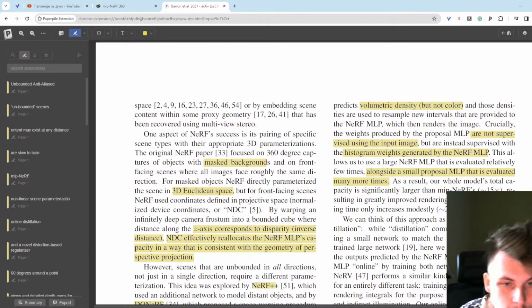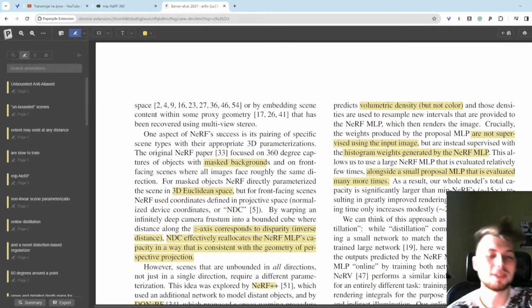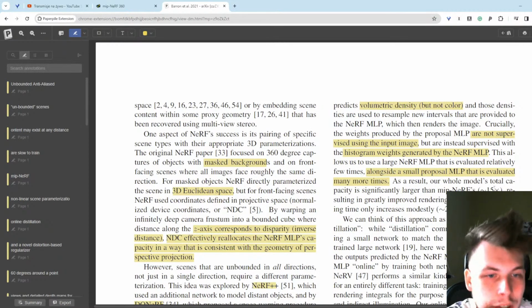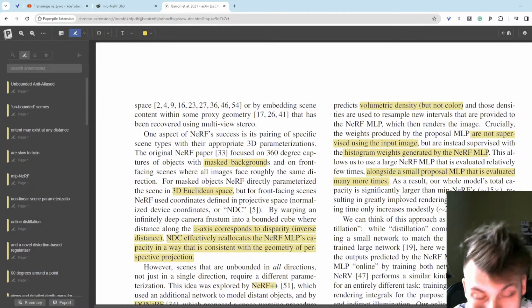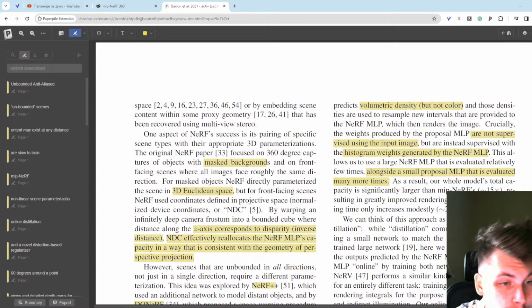Okay, let's go further. As a result, our whole model's total capacity is significantly larger than Mip-NeRF, about 15 times, resulting in greatly improved rendering quality, but our training time only increases modestly, 2x. Okay, so that's a good trade-off, I think. 2x for 15x sounds good. I don't know exactly how they calculated this total capacity, but let's believe these numbers are good approximations. Time probably is just measured.